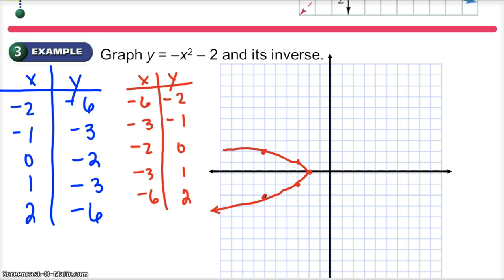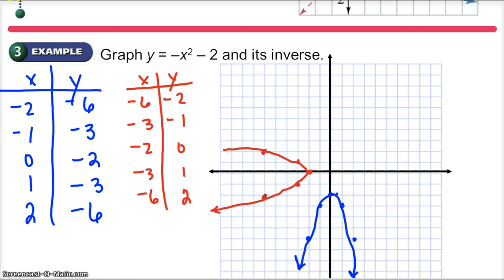Let's graph the blue one. We've got -2, -6, 2, 4, 6, -1, -3, 0, -2, 1, -3, 2, -6. All right, and it's opening down. Close enough, right? There you go.